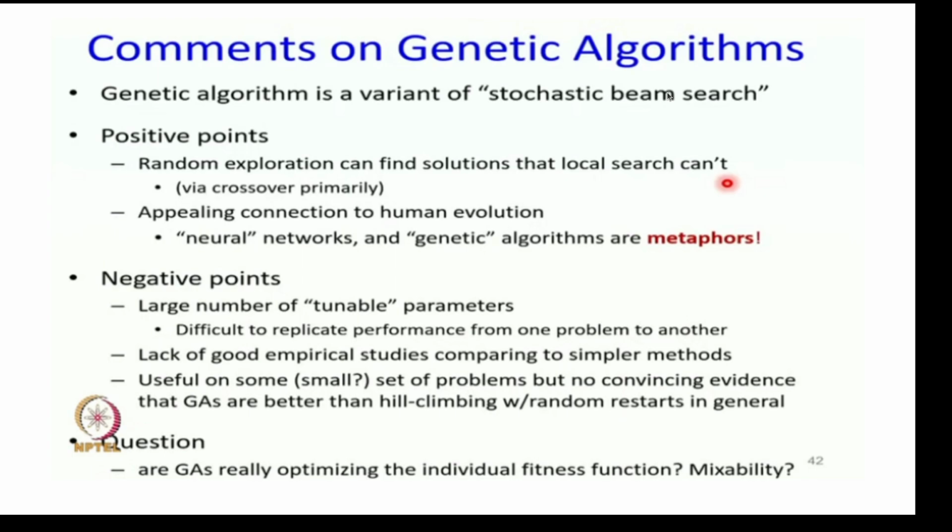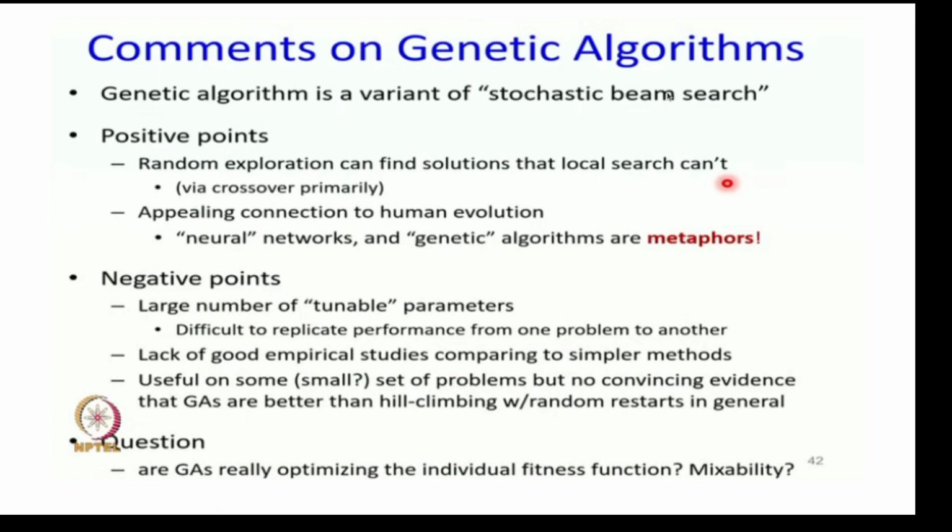The first one is that random exploration can find a solution that local search cannot. So here we have a lot of randomness. Where do we have randomness? We have randomness in crossover, we have randomness in mutation, and it may help overcome the limitation of local search, which is getting stuck at a local optimum.